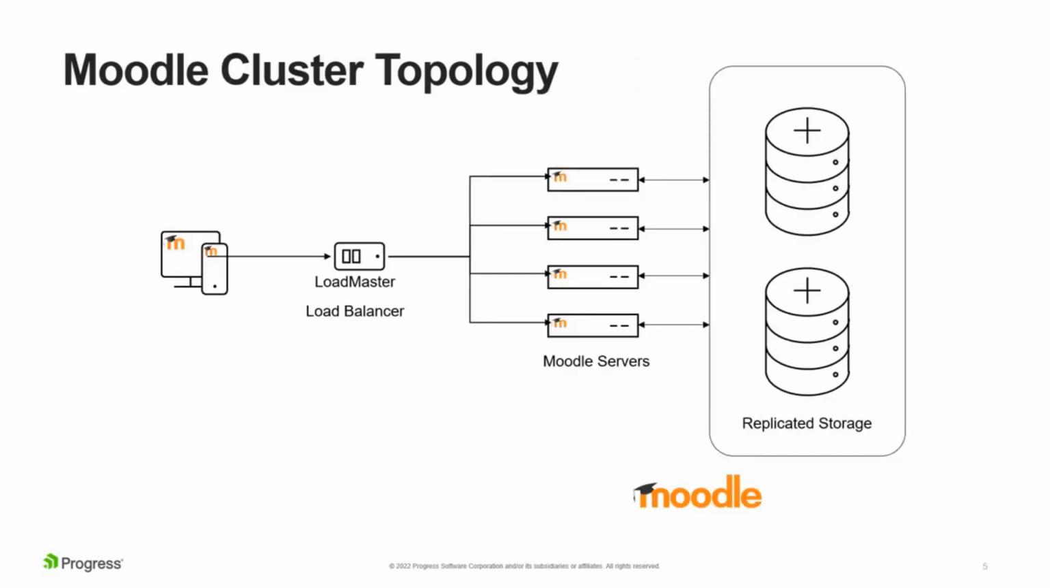Looking at the architecture of a typical Moodle cluster, we have a number of Moodle servers that are connected to a replicated storage and database infrastructure. The setup and configuration of this shared infrastructure is out of scope for this session, but is covered extensively in the Moodle documentation, which is on the moodle.org website. What we are focused on is balancing traffic across the Moodle servers and to make that experience totally seamless for the Moodle users.